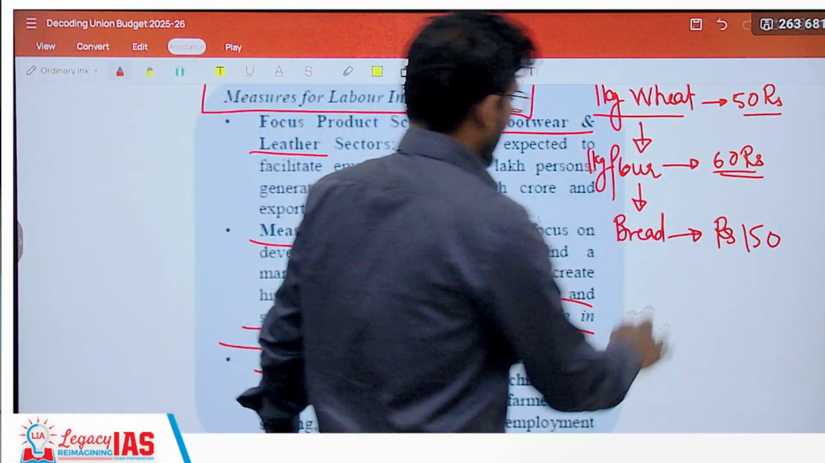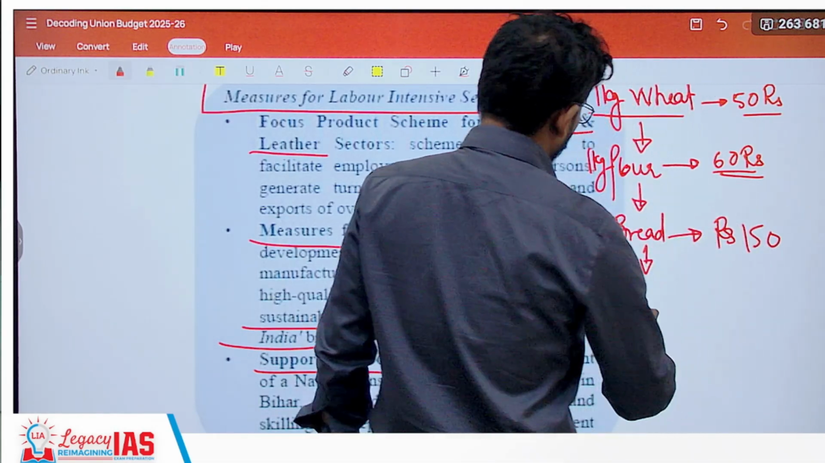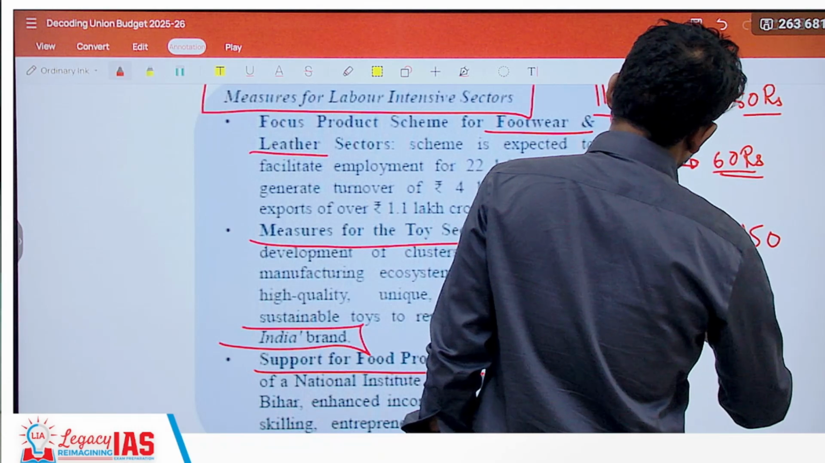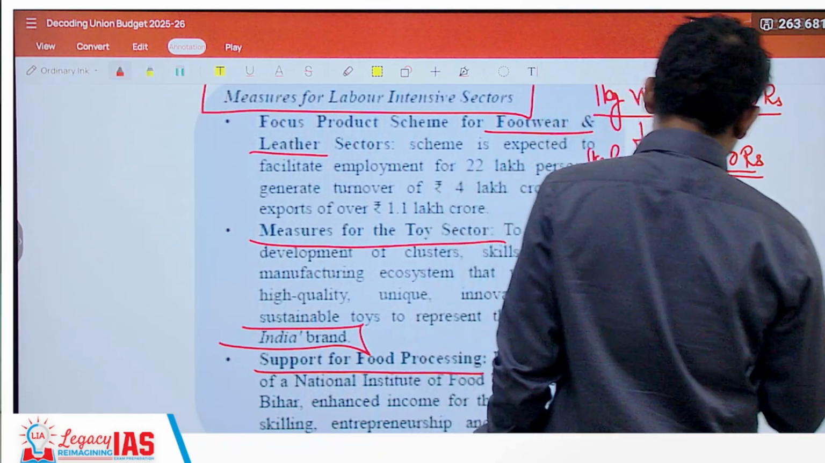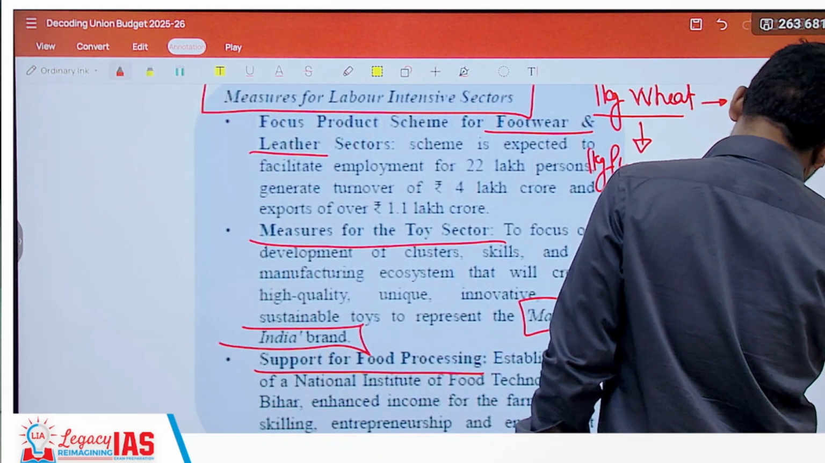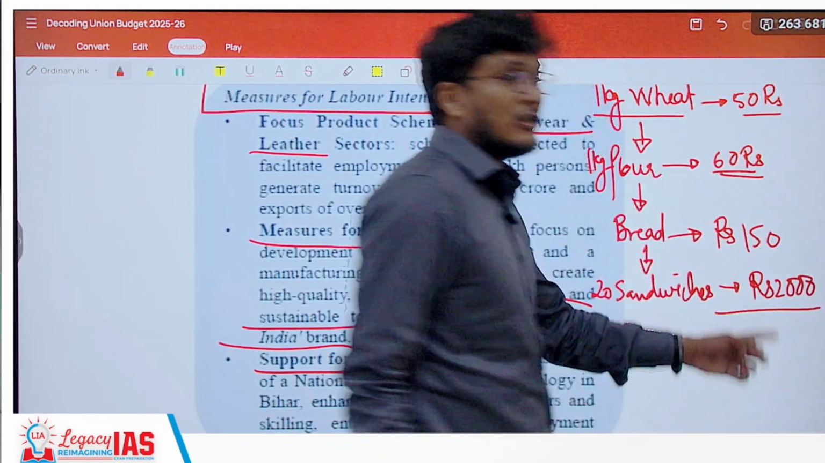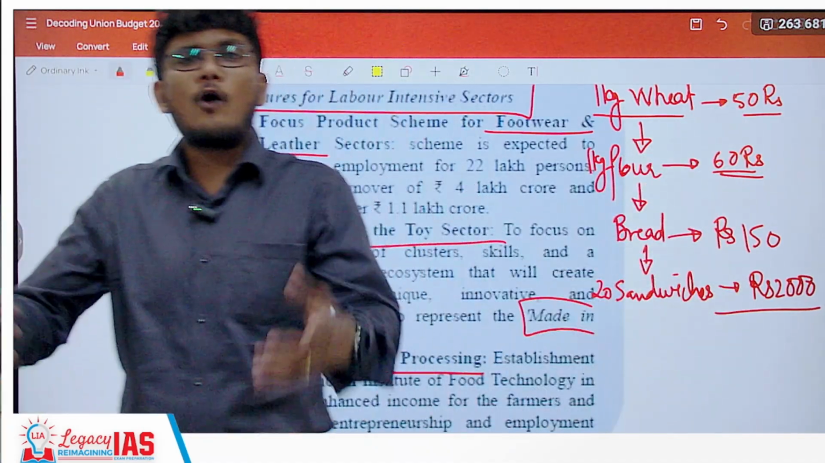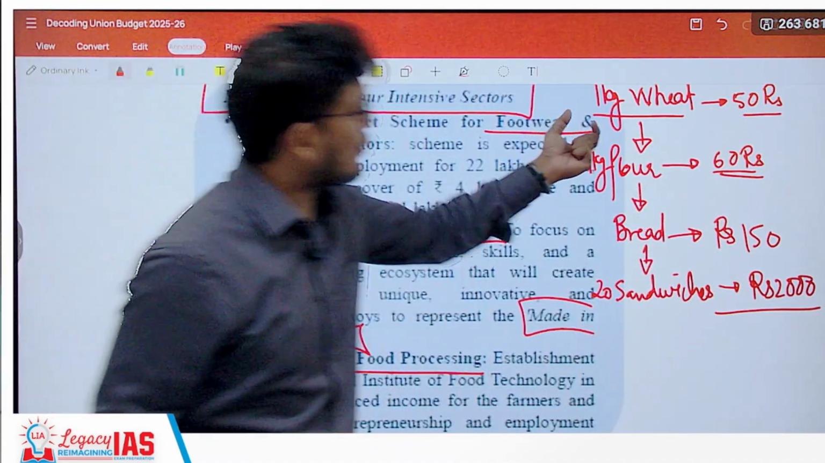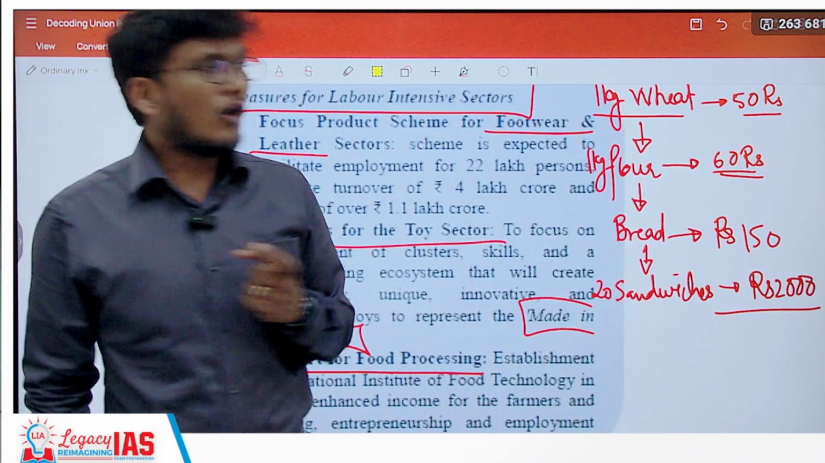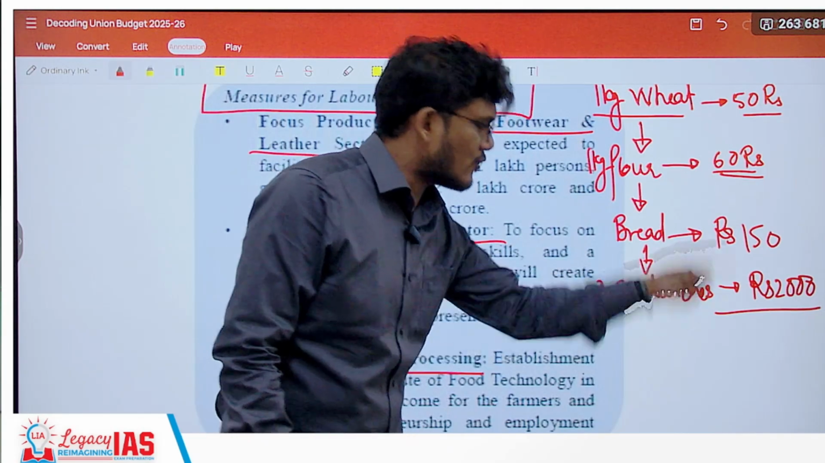You don't end here. Send it to a restaurant. The restaurant makes 20 sandwiches out of it, each sandwich costing 100 rupees. So total value is 2000 rupees. So what is the GDP now? 2000 rupees. From 50 to 2000. How did it happen? Because you kept on processing it. You kept on adding value to it. So jobs are created here, here as well as here.